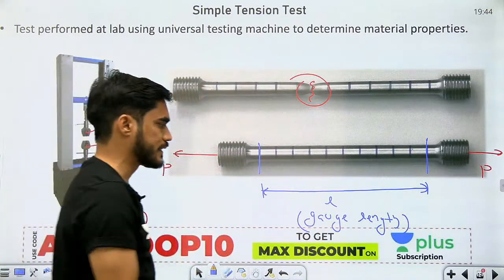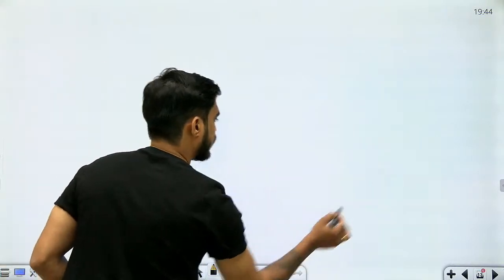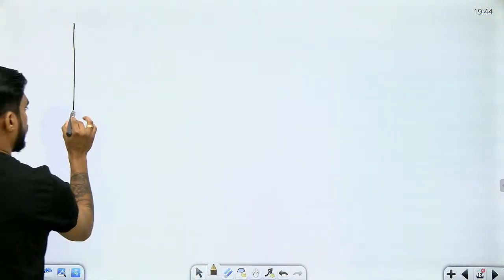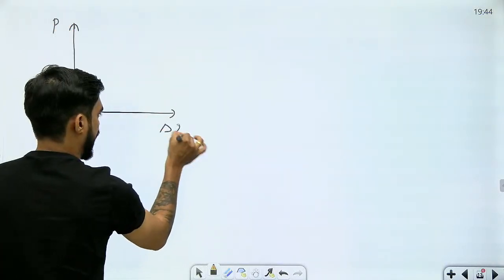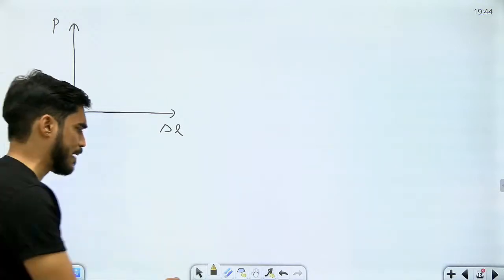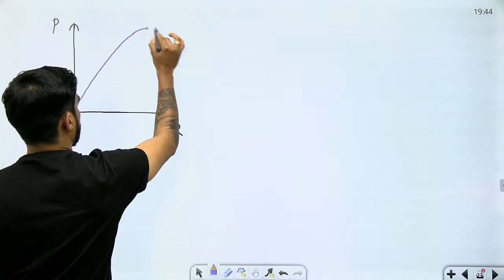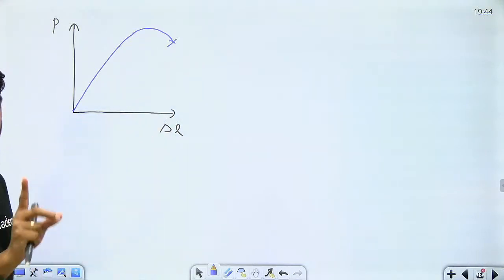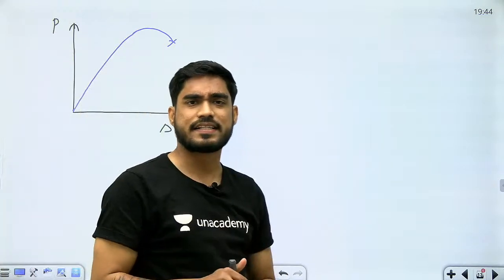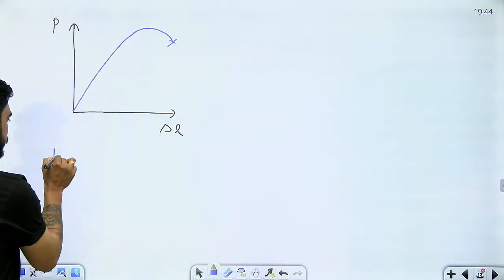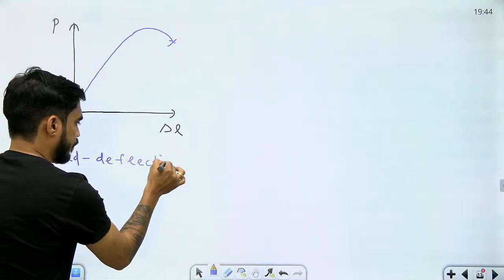Then I am going to draw a graph between the load and the deformation. This is the load and this is the deformation. For example, let's say my curve is like this. This is just an example, okay? For example, let's say I am getting a curve like this. Now what is this? This is known as load deflection curve.